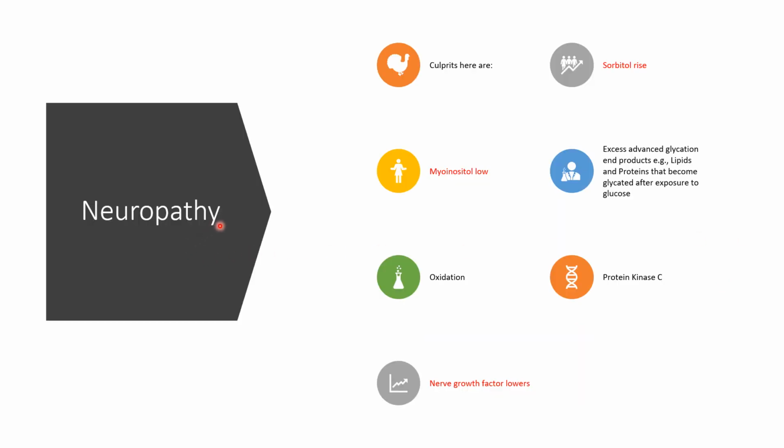Now, neuropathy. The culprits in neuropathy will be sorbitol rise and low myo-inositol level. The excess advanced glycation end products, like lipids and proteins that become glycated after exposure to glucose, will be associated with trouble leading to neuropathy. Oxidation will also lead to neuropathy, and protein kinase C will not be left out as part of the culprits. Low nerve growth factors will lead to problems.